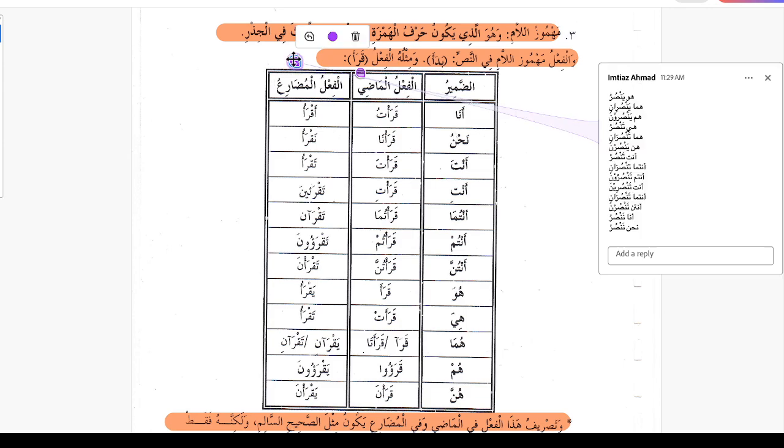And similarly we replace yansuru with yakrau. Huwa yakrau, huma yakraani, hum yakrauna, hiya takrau, huma takraani, hunna yakrana, anta takrau, antuma takraani, antum takrauna, anti takraina, antuma takraani, antunna takrana, ana akrau, nahnu nakrau.